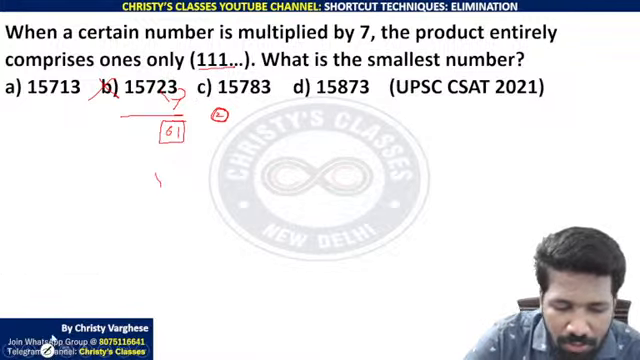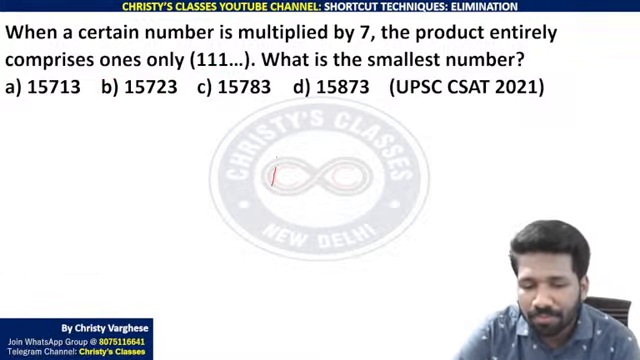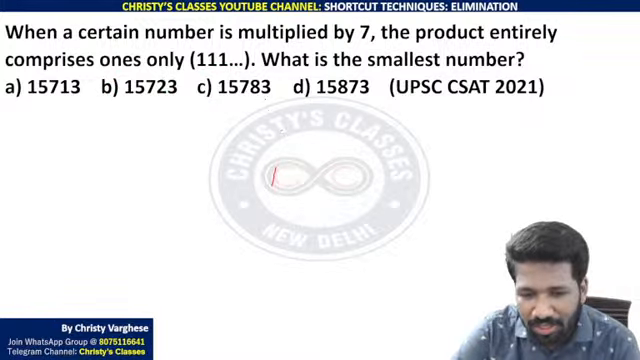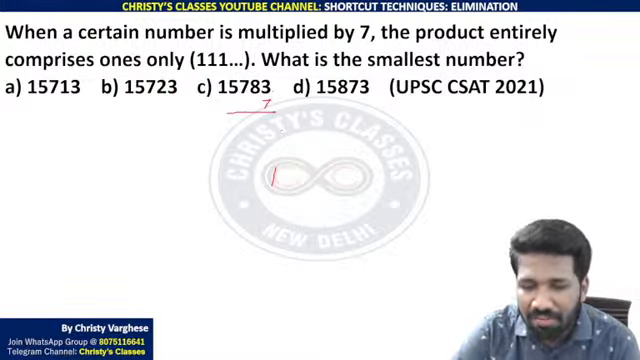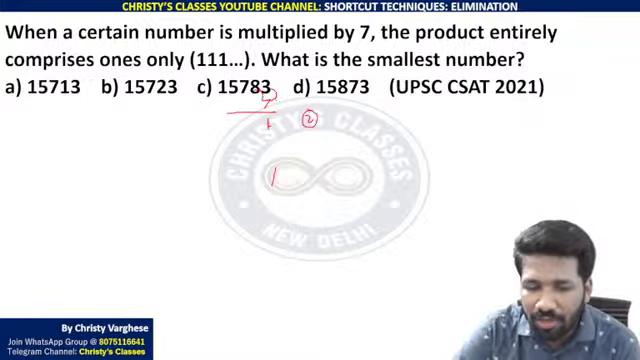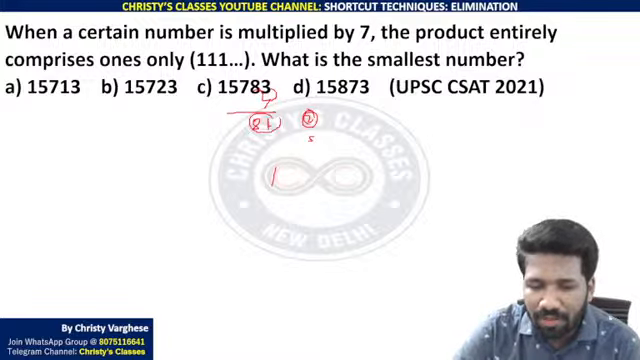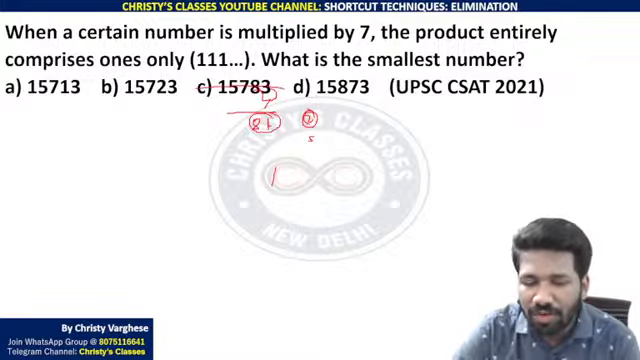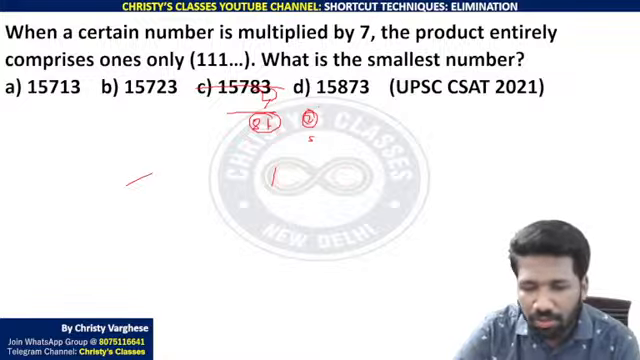Do the same thing on option C. This won't take much time. You don't have to multiply it fully. You just have to wait till the elimination happens. 7 into 3 is 21, 2 carry over. 8 into 7, 56 plus 2, 58. So that itself eliminates this. This is ending with 81. So this can be eliminated. Now try the fourth option.